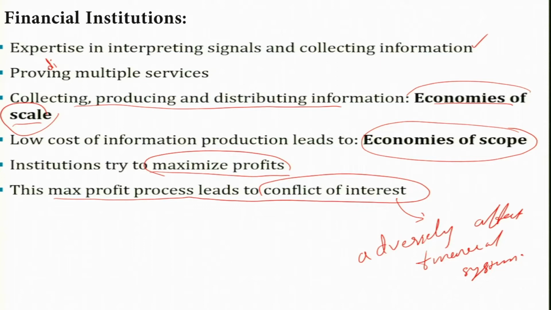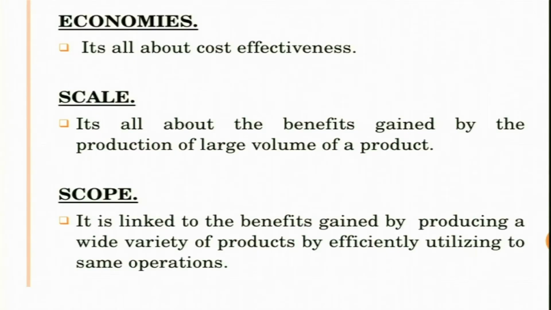Before proceeding further, let us see what the concepts of economies of scale and economies of scope are. First of all, economies means cost effectiveness. Economies of scale means the benefits gained by the production of a large volume of a product. When you keep producing a large volume, in mass production, the per unit cost, the marginal cost of production, decreases very fast. It diminishes at a faster rate.